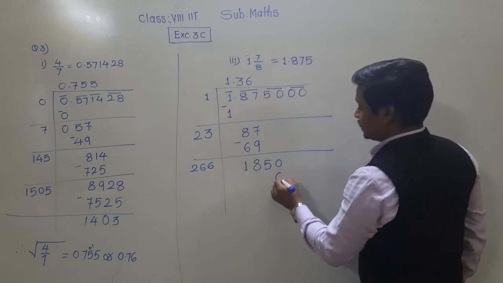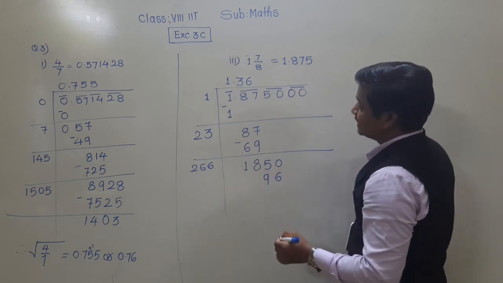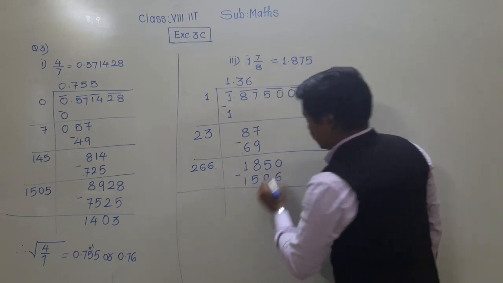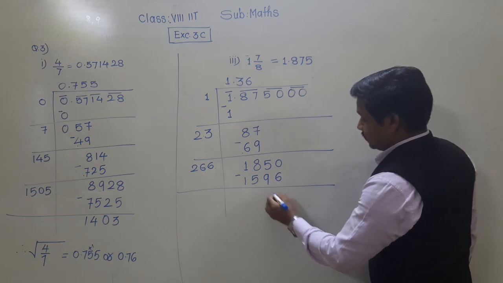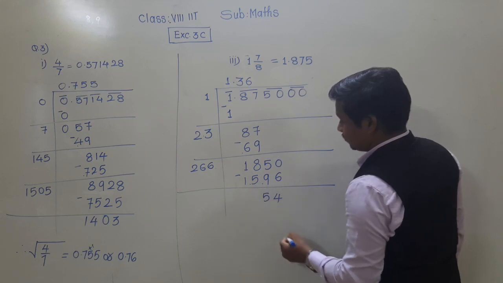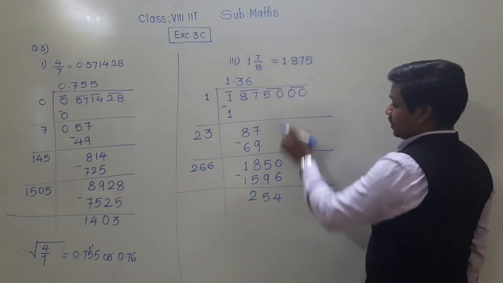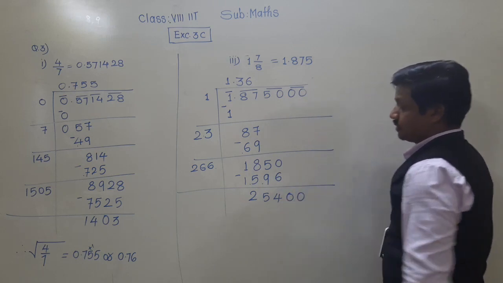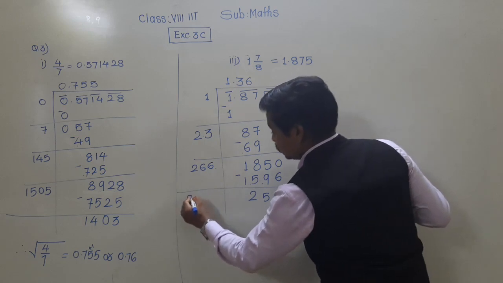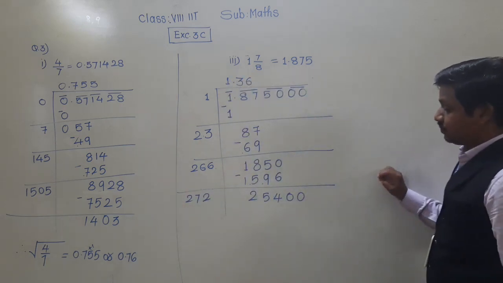6 6s are 36, 3 carried. 6 6s are 36 plus 3, 39, 3 carried. 6 2s are 12 plus 3, 15. This is okay. 10 minus 6, 4. 1 carry forward. Here 15 minus 10, 5. 1 carry forward. 8 minus 6, 2. And here 0. Next group, take down. Fine. Here 266 plus 6, 272. That is 136 2s are 272.